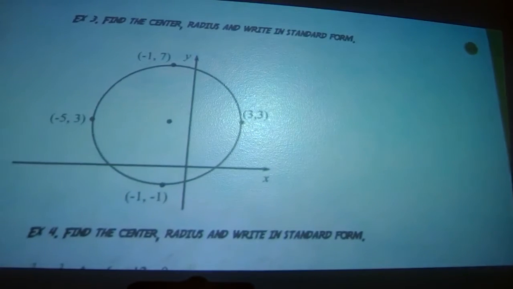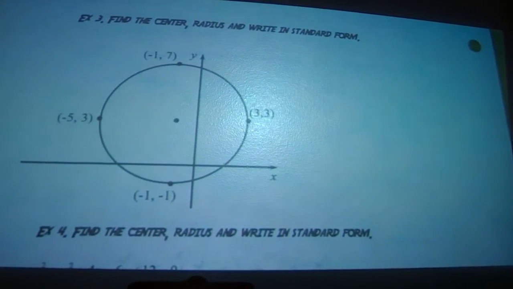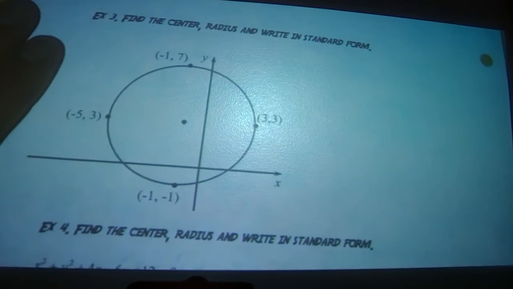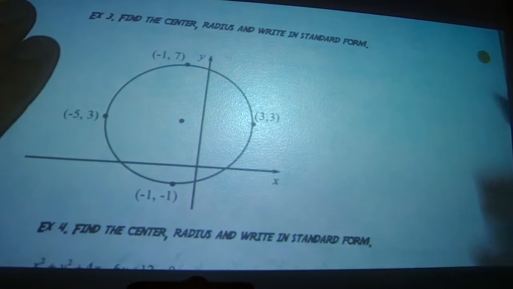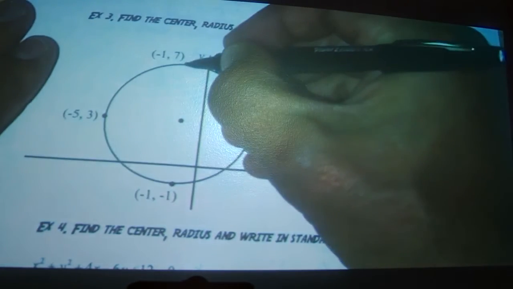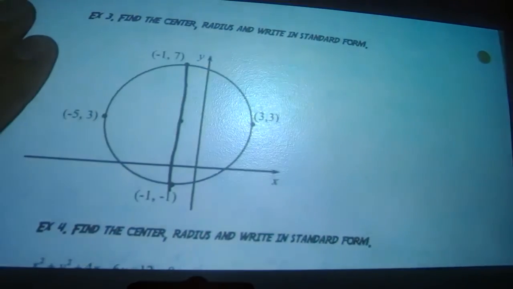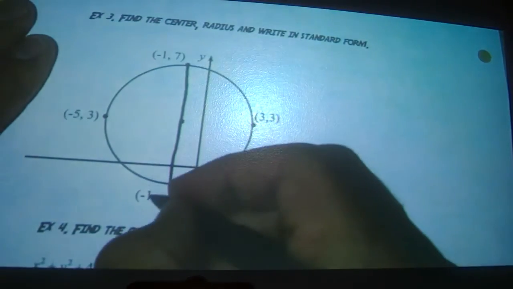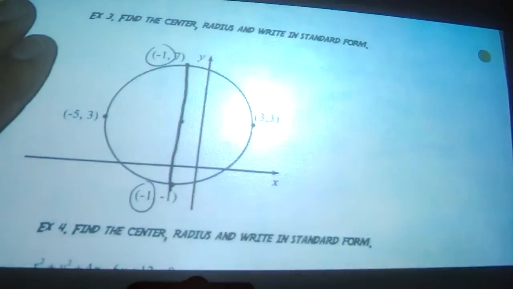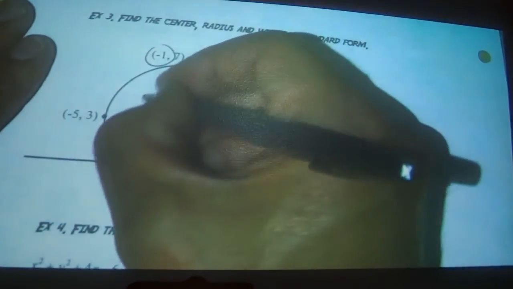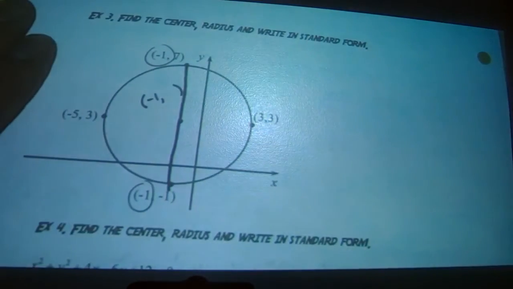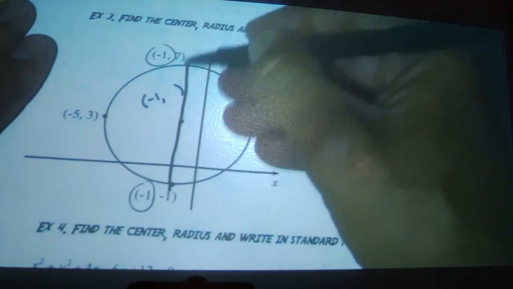If they give you a circle, then we should be able to find the center, the radius, and write the equation in standard form. Okay? So the first thing I notice is that the center is lying right on this line. If I take a look, that's a vertical line. Notice the x values are all the same. So that is going to have a center of -1 something, because it's lying on the line x equals -1.